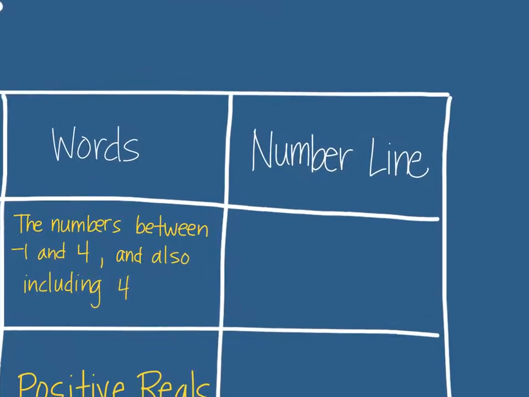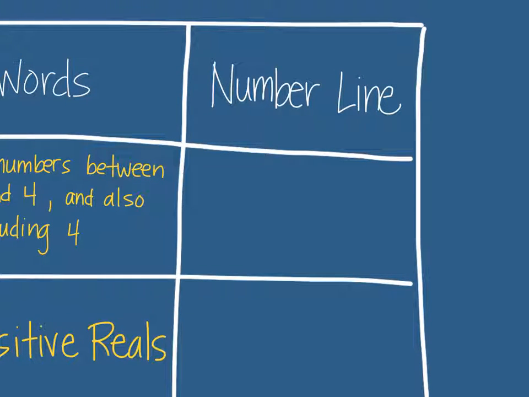And then the last column is how to draw that on a number line. So our number lines are always centered at 0. And when we do -1 to 4, we're going to mark off -1, and 1, 2, 3, 4, we'll mark off 4. And you'll put open circles, and you'll shade the values between. So that is the numbers between -1 and 4.